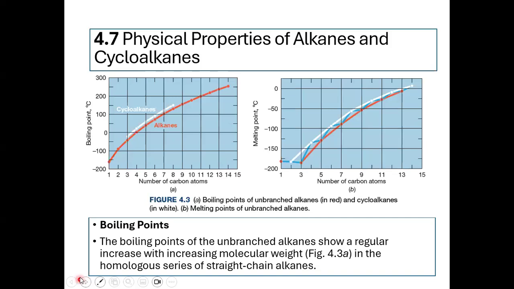Physical properties of alkanes. Here you can see the graph: on the x-axis is the number of carbons, and the y-axis is the boiling point. The red is the alkanes and the white is the cycloalkanes. You notice that as the number of carbons increases, the trend of the boiling point also increases, and the same with cycloalkanes.